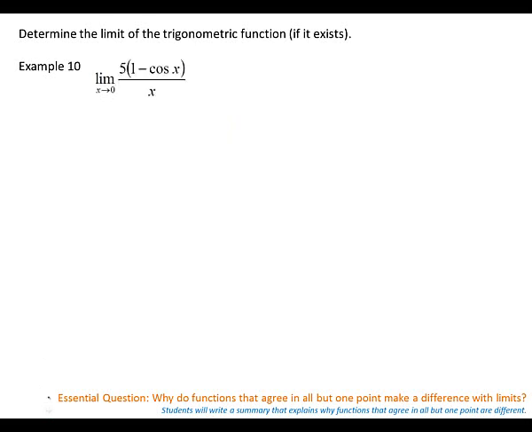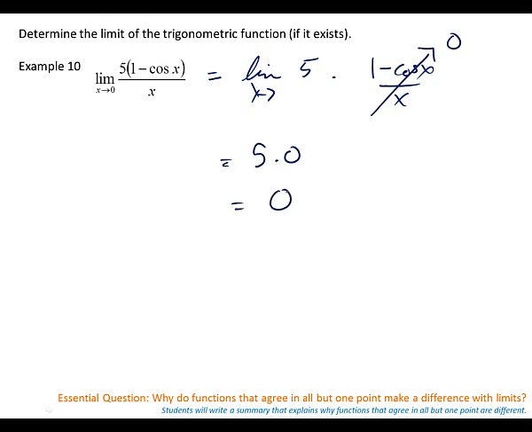There's example 10. Okay, example 10, slightly different, right? I'm going to split it up. We've got the cosine thing going on finally. So the limit as x approaches 0, I'm going to split it off into 5 times 1 minus cosine x over x. What did we learn that limit goes to? 0. So I really have 5 times 0, which is 0. So likely when you see the one with cosine, your limit's going to end up being 0. Not all the time, but that's a likely possibility.